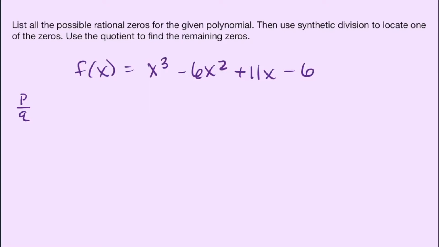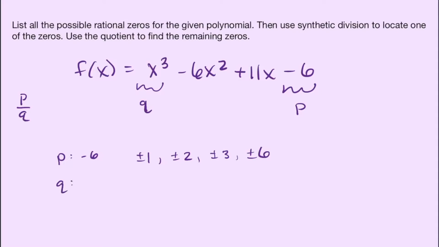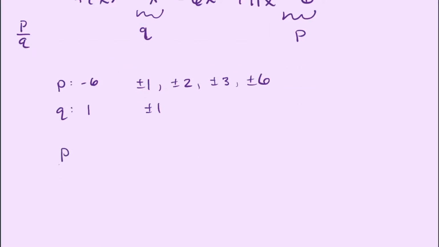So first, to find all our possible rational zeros, we'll do P over Q. Our P is our -6, and our Q is the coefficient of the first term, which in this case is +1. All the factors of -6 are plus or minus 1, plus or minus 2, plus or minus 3, and plus or minus 6. All the factors of Q, which is 1, is just plus or minus 1. So then P over Q: plus or minus 1, plus or minus 2, plus or minus 3, plus or minus 6, all over plus or minus 1.